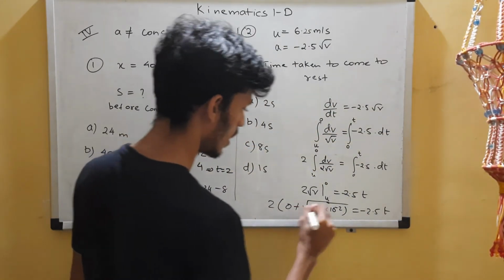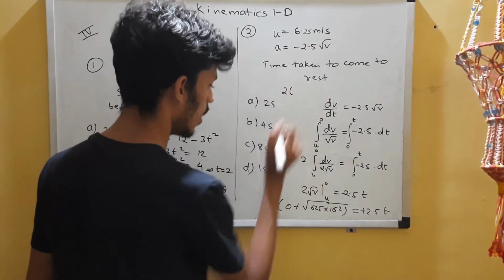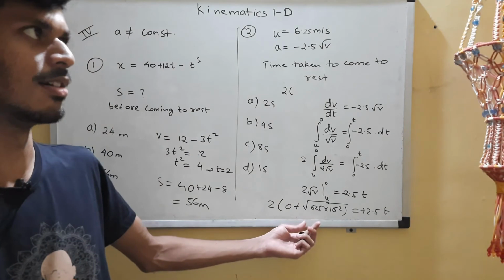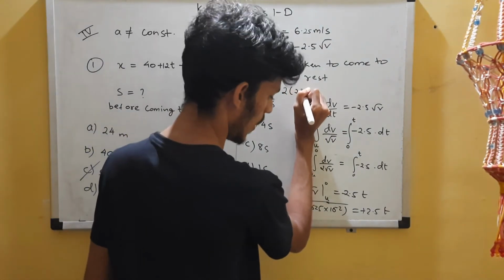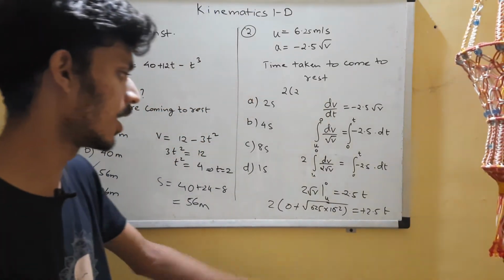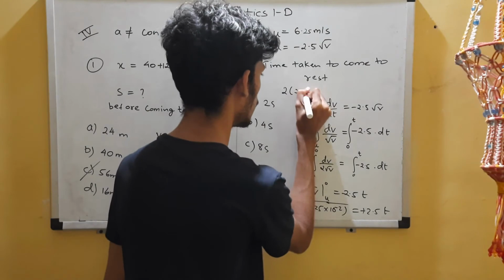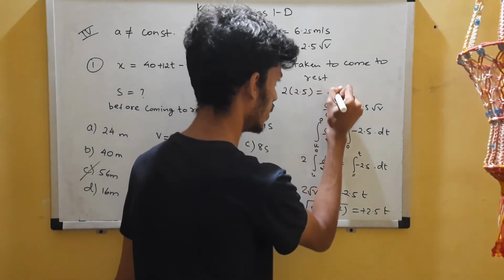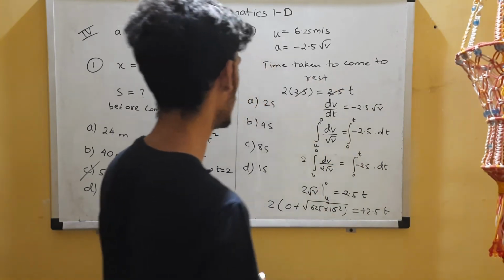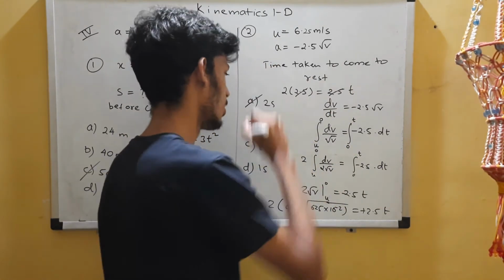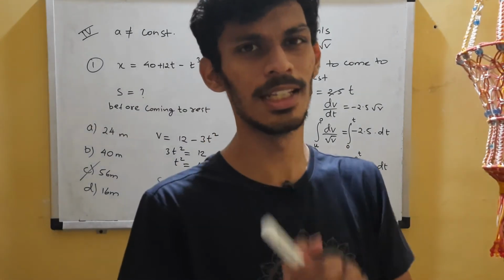This minus sign and this minus sign get cancelled, and you'll have 2 into the root of 625, which is 25, since 625 is the square of 25. So 25 into 10 to the power minus 1. This minus 2 comes out as minus 1, so 2.5. I hope that is very simple. The 2.5 and 2.5 get cancelled, and you'll easily see that t is equal to 2. So at t equal to 2 seconds, our object comes to rest.